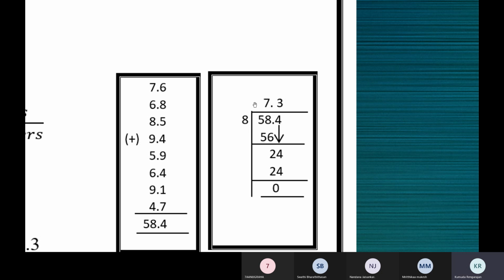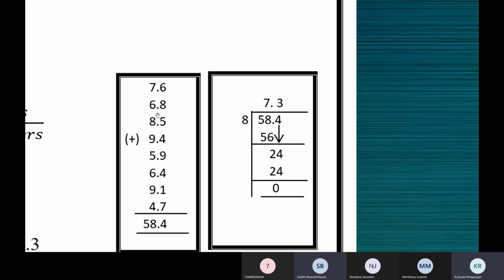58.4 divided by 8. 8 sevens are 56. 2 is the remainder. 4 comes down, but this digit 4 is after the decimal point. So you need to place a decimal point in the quotient. After 7, you need to place a decimal point in the quotient and then bring down 4. Now 8 3s are 24. The remainder is 0. So 58.4 by 8 is equal to 7.3. Just let me know if you have any trouble with this addition, children. No, ma'am, no doubts in addition.